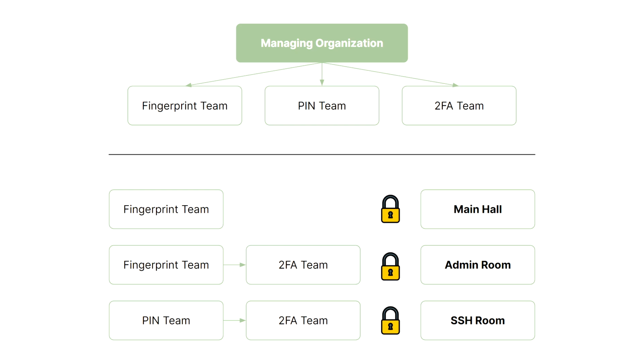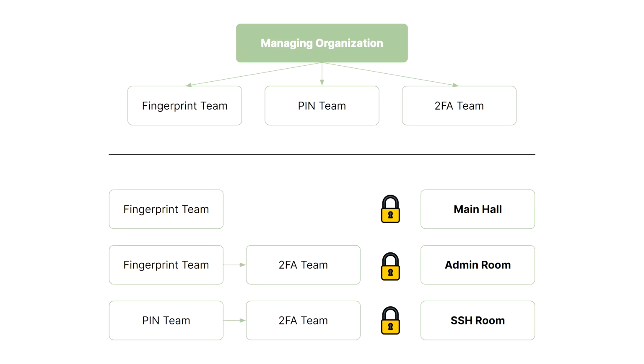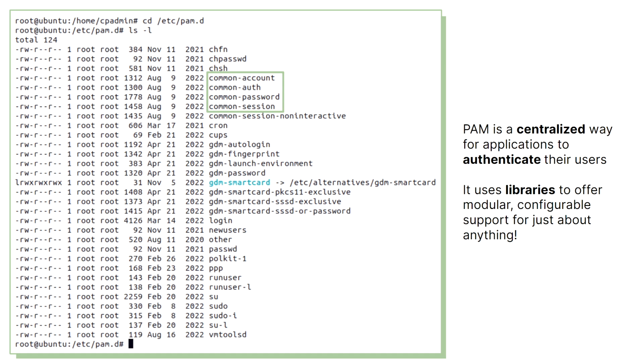Now, let's take this analogy back over to the Linux operating system. The managing organization for the Linux operating system is called PAM. And PAM manages a lot of different security modules that can be used to determine whether a user is really who they say they are.